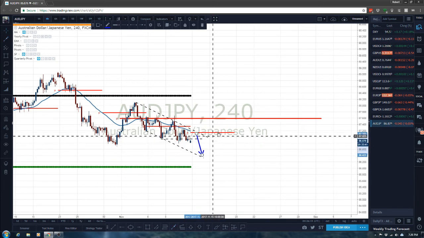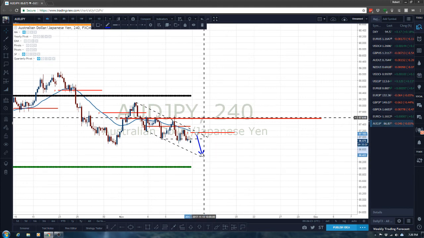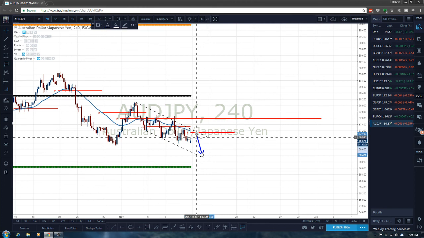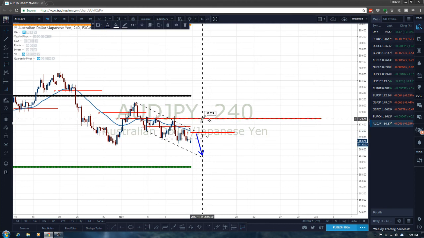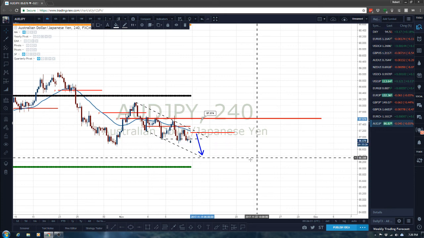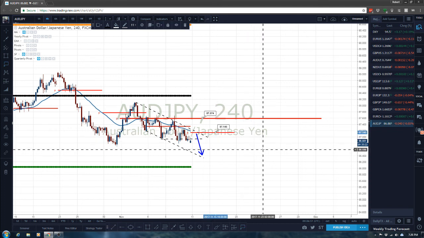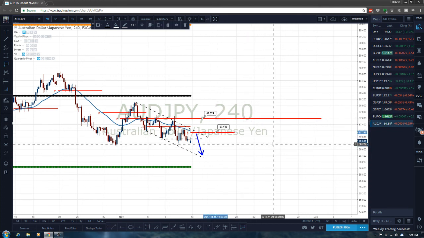If price does get above the weekly pivot, your first level of resistance is going to be the monthly pivot, which is at the 87.57 level, and currently the weekly pivot for the AUD yen is going to be at 87.14.